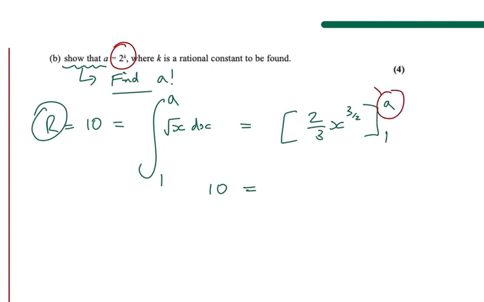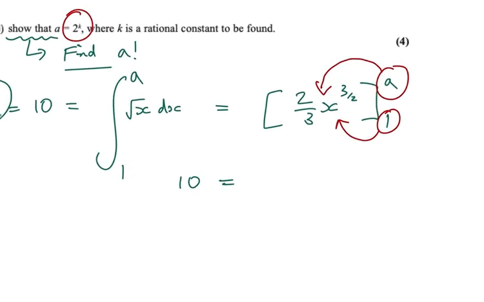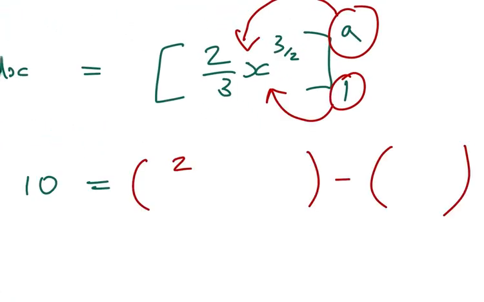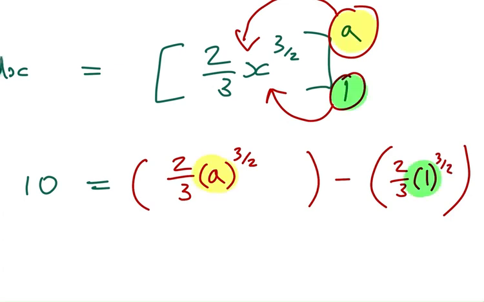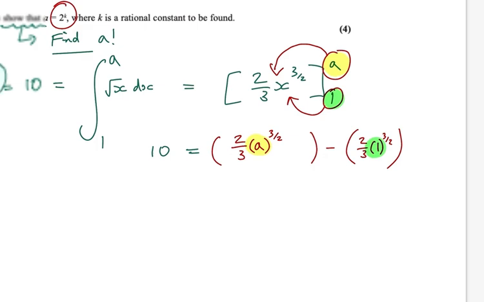But that doesn't matter, we do all the same stuff. So we firstly substitute our a into this function and take it away from the same function but substituting 1 in. So let's do that. So here are my two brackets, and I'm going to substitute a in firstly. So this is 2/3 of a to the power of 3 over 2, take away 2/3 of 1 to the power of 3 over 2. All I've done is substitute those two limits into my function and taken one away from the other. Hopefully that's clearly demonstrated by the highlights.